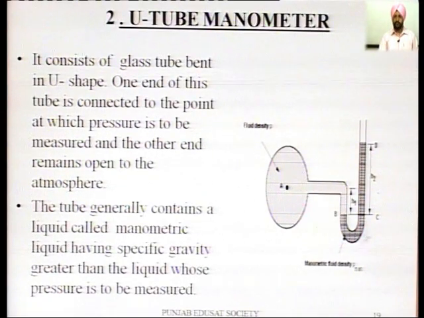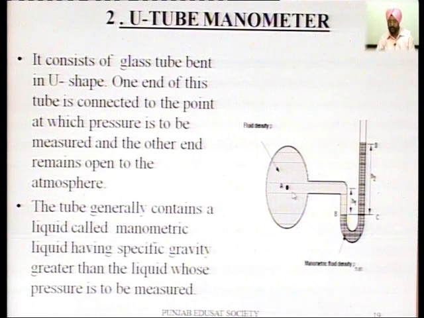Second thing, the specific gravity of this manometric liquid is always more than the specific gravity of the other liquid. So, we often use mercury as a manometric liquid. This is rho man, which means the fluid density of the manometric liquid, and this is simply rho, the fluid density of this simple liquid. So, repeating once again, the tube generally contains a liquid called manometric liquid having specific weight greater than the liquid at the point where pressure is to be measured.